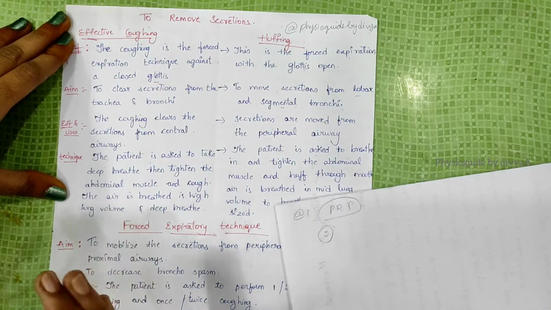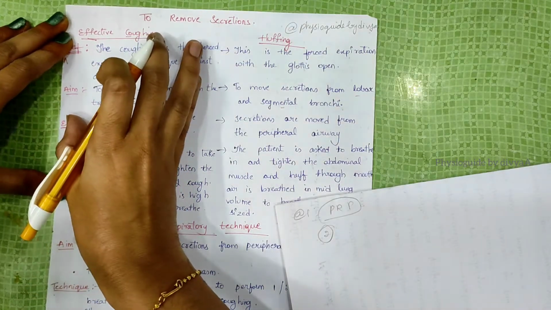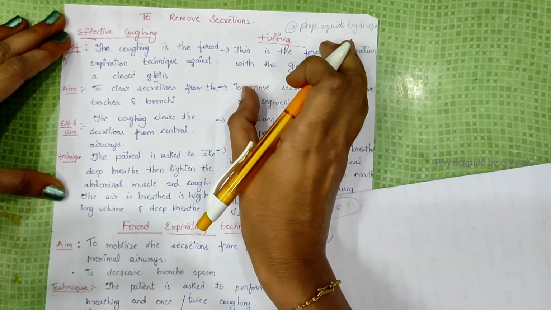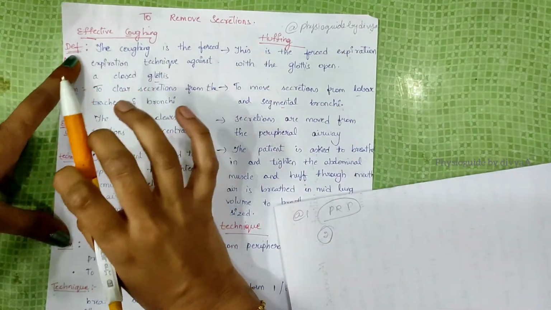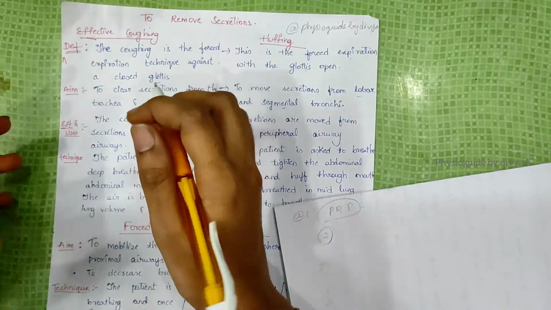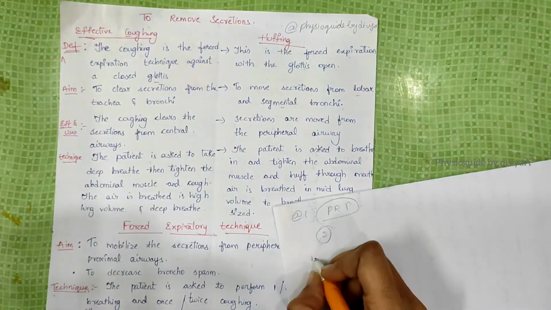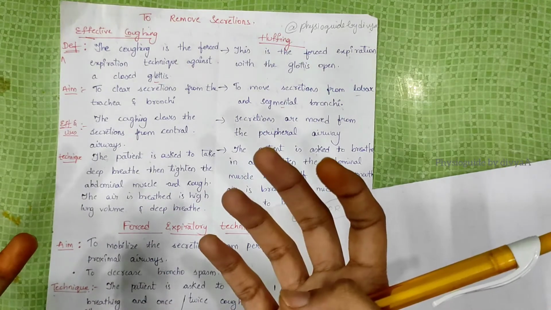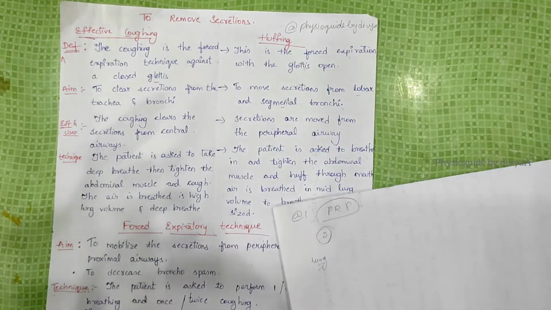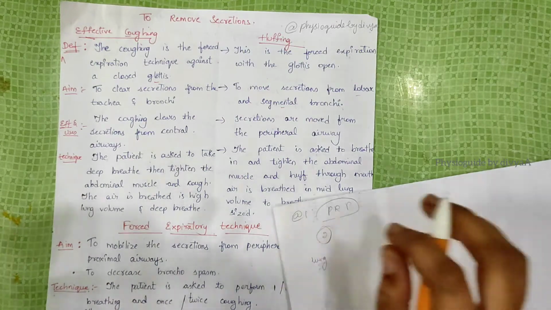What does physiotherapy do? First one, coughing, effective coughing. Next, huffing. So we'll read this. What is coughing? Coughing means the cough comes from deep within the lungs, with force to carry out the mucus from the lungs. Cough with a forceful reaction. That sound will come, no? So that is the cough.